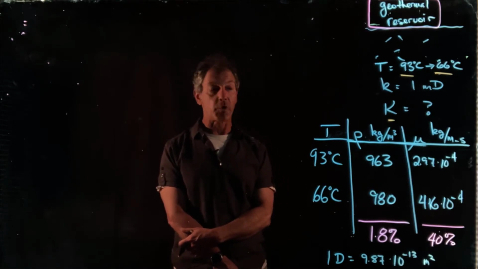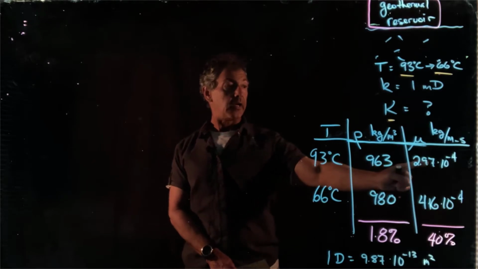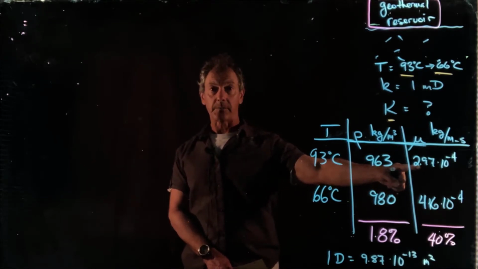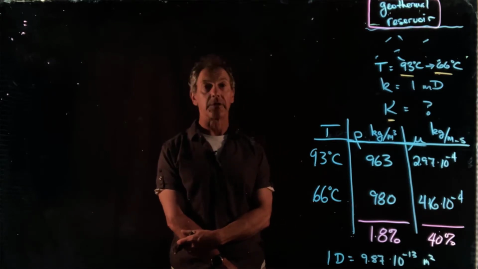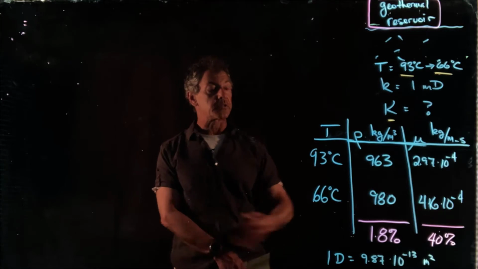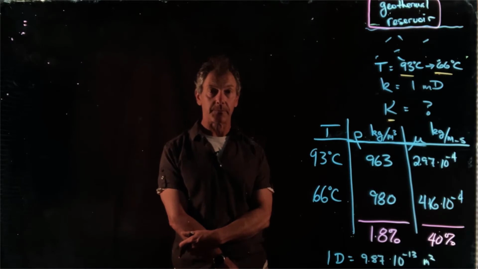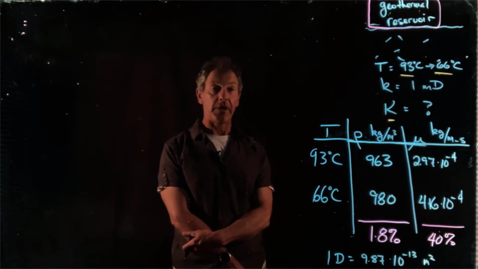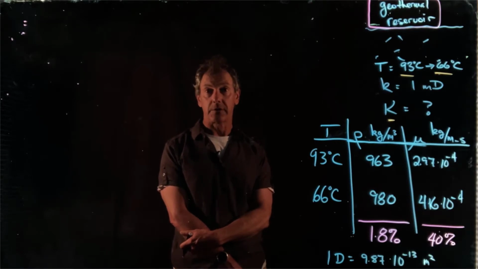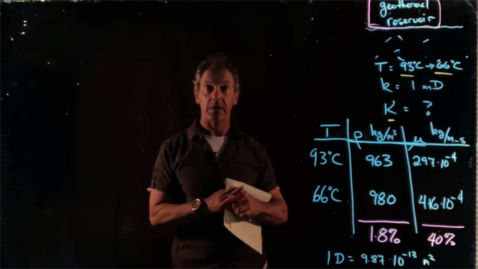When I looked up the fluid properties, at 93 degrees C we have a density of 963 kilograms per cubic meter and a viscosity of 2.97 times 10 to the minus fourth kilograms per meter second. At 66 degrees, we have 980 kilograms per cubic meter and 4.16 times 10 to the minus fourth kilograms per meter second. So that represents about a 1.8% increase in density as the temperature decreases, but a 40% change in viscosity. This is pretty much what we need to get started. We also need to know that 1 darcy is equal to 9.87 times 10 to the minus 13th meters squared, so we'll be able to convert our units in darcies to meters squared, where we can cancel out our units.